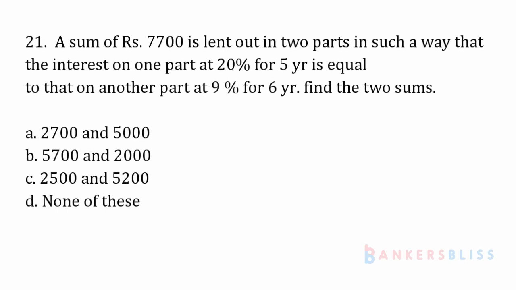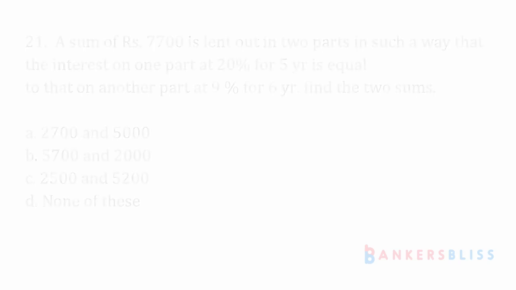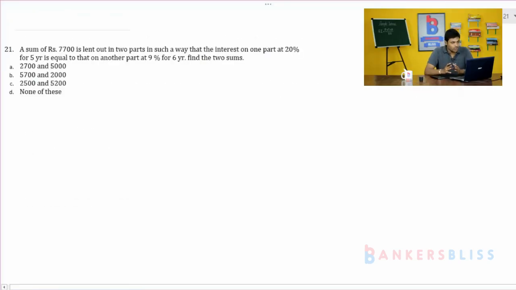A sum of rupees 7700 is lent out into two parts in such a way that the interest on one part at 20% for 5 years is equal to that on another part at 9% for 6 years. Find the two sums. So, 7700 is divided into two parts. We do not know the ratio. So, let us consider the first part as P. Then the second part will be 7700 minus P.